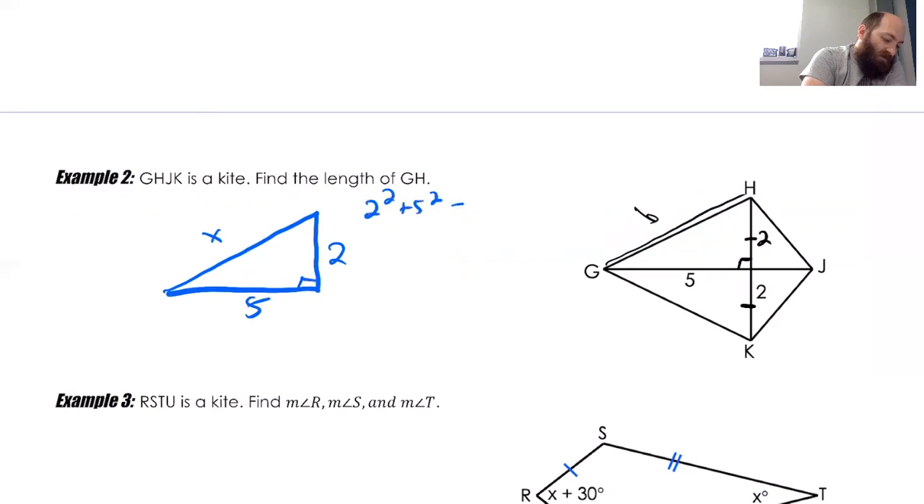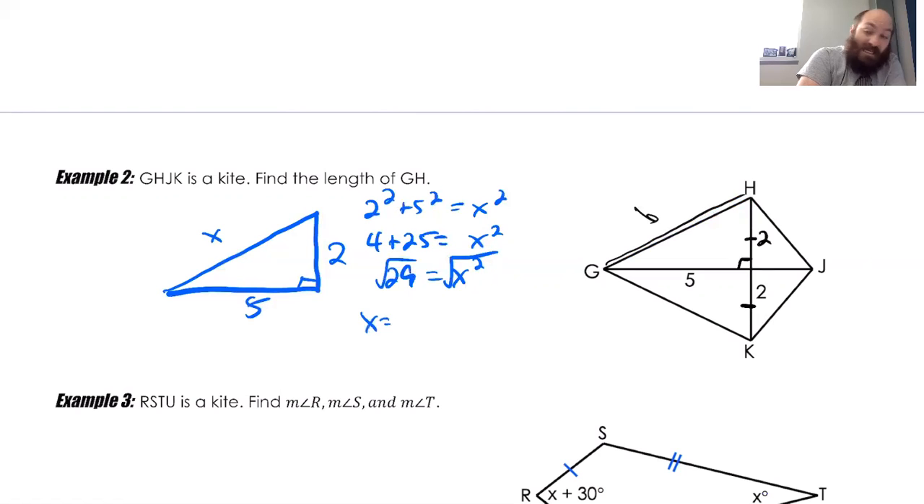2 squared plus 5 squared is equal to x squared. So we got 4 plus 25 is equal to x squared. 29 is equal to x squared. So we square root that now. If I want the exact answer, I'm going to just leave it at the square root of 29. But that is approximately equal to 5.385.